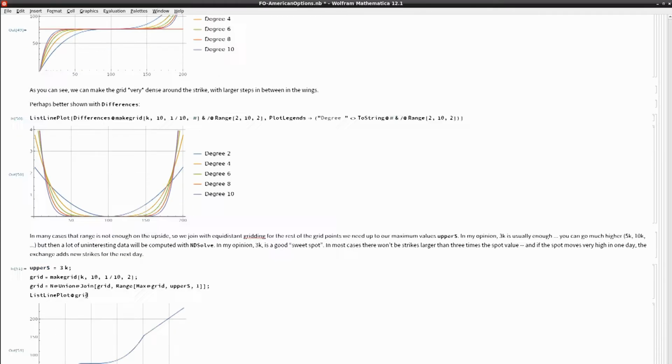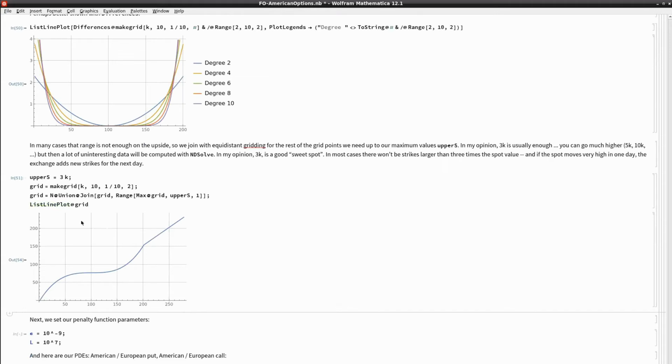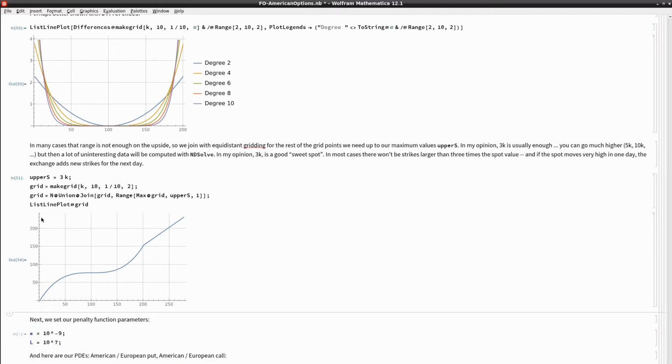Let's create our grid with make grid, but I want to join it with more points on the upside. Right? We need to cover the entire segment all the way up to 3K. Right? That is 3 times 77, 231. So we need to have that many points, and we see that we go up to 231 here. The maximum value is 231.